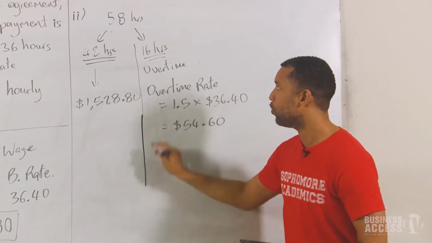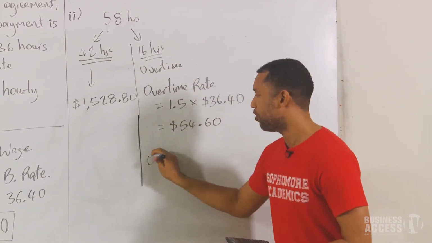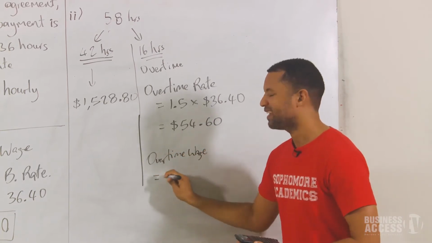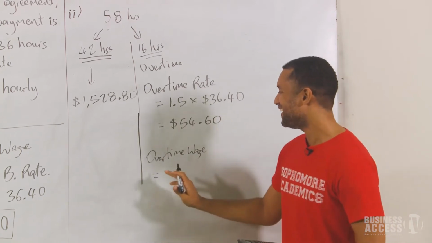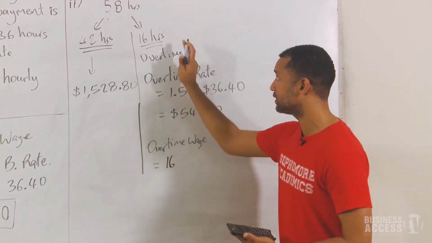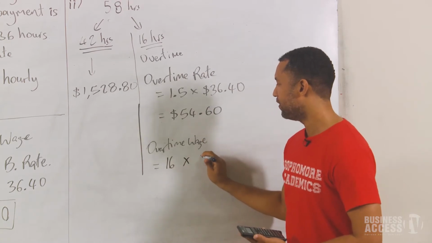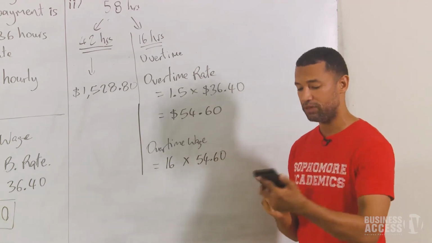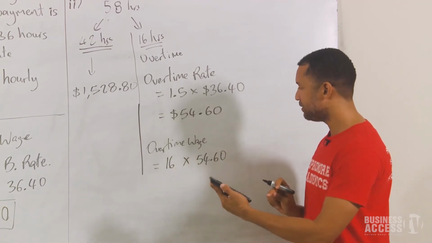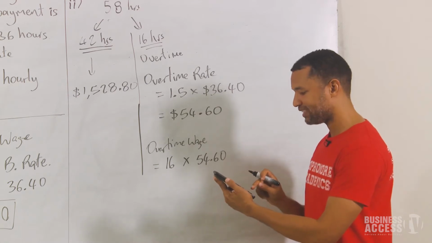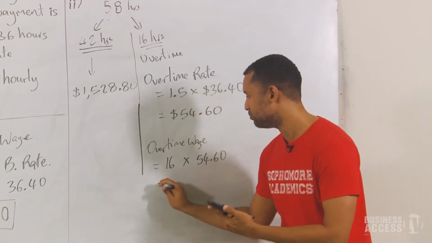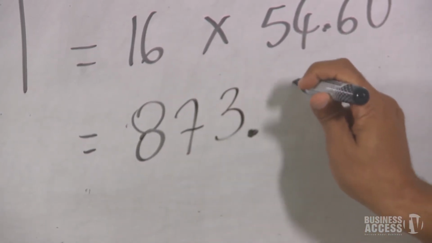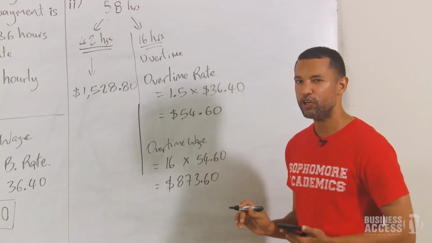So to calculate his overtime pay, or the overtime wage, I know I write horribly, sorry about that. It is going to be 16 hours multiplied by $54.60. You put that in your calculator, guys. Make sure you have your calculators beside you. 16 multiplied by 54.60 gives me $873.60. So ladies and gents, here we go for the final part.